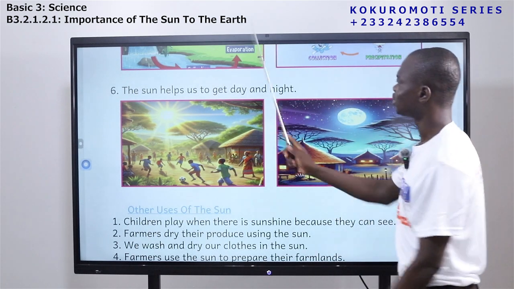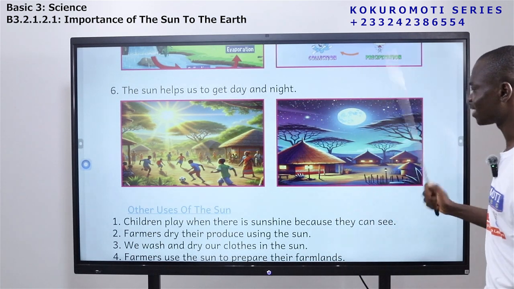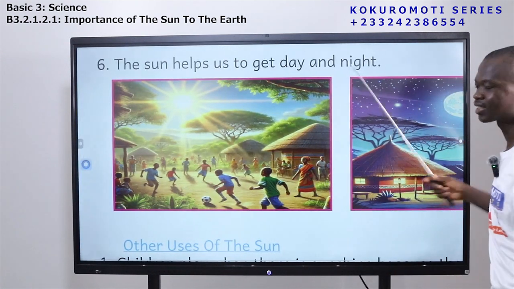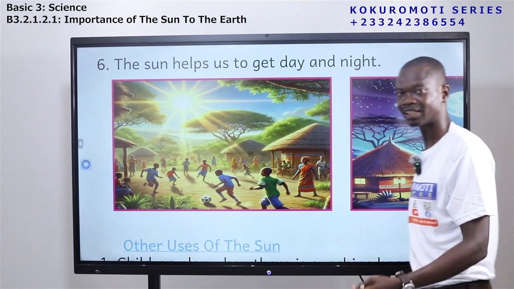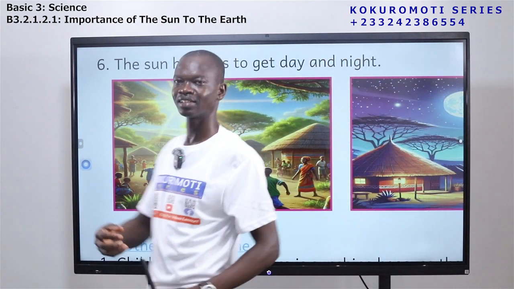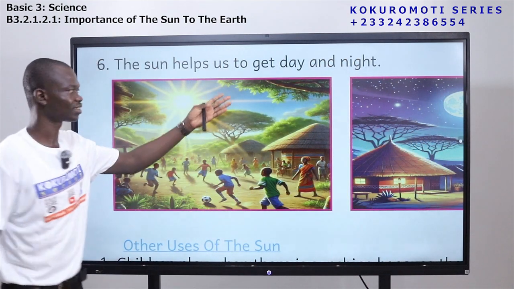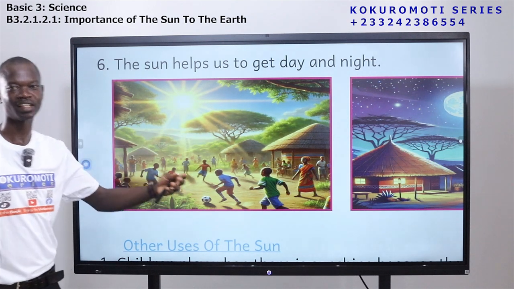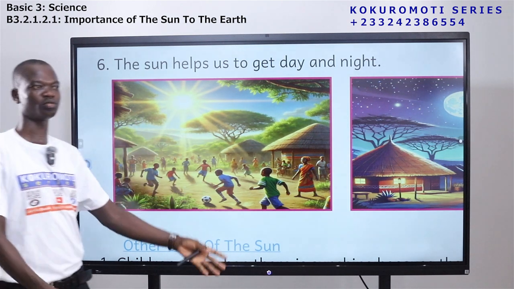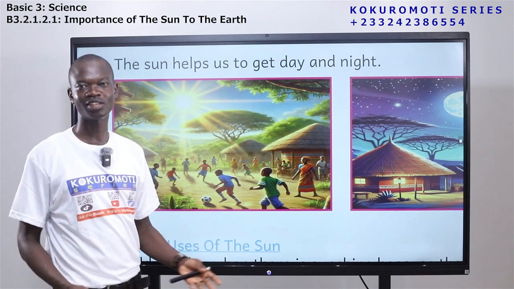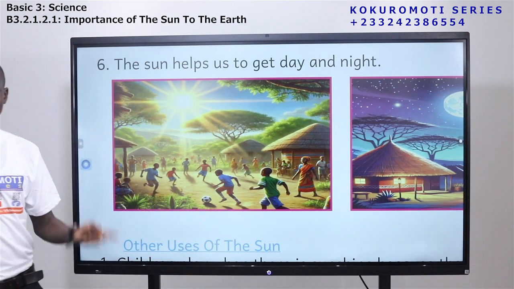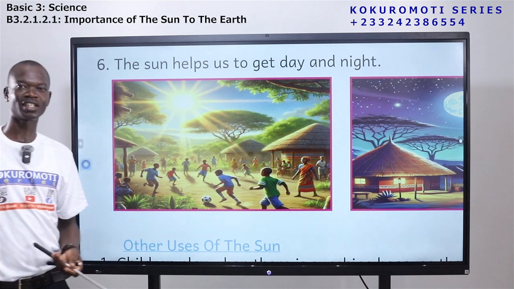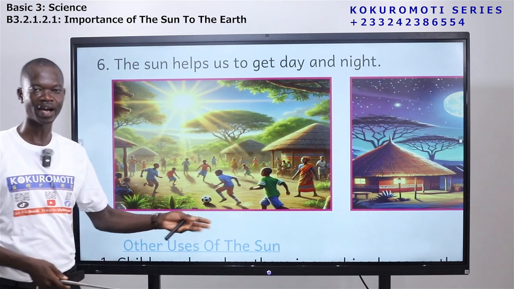The next one is this. The sun helps us to get day and night. Without the sun, we can't get day. Without the sun, we can't get night. Even in the night, the light that the moon gives is from where? The sun. So it reflects the light from the sun in the night and gives it to us on earth. And we say, oh, the moon is giving light. It is not light produced by the moon, but rather light from the sun that is being reflected by the moon.